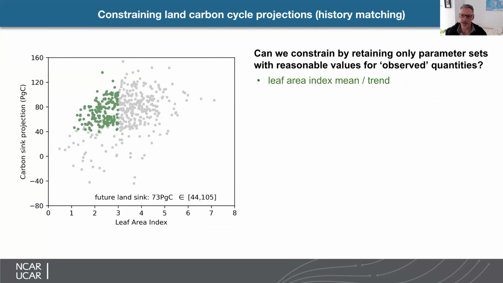So the question then is, can we constrain that with this history matching approach by just retaining parameter sets where there's reasonable values for observed quantities? So for example, on the left here, all the greens are the parameter sets that are giving reasonable values of leaf area index, and then what do you get for the carbon sink projection out in the future?